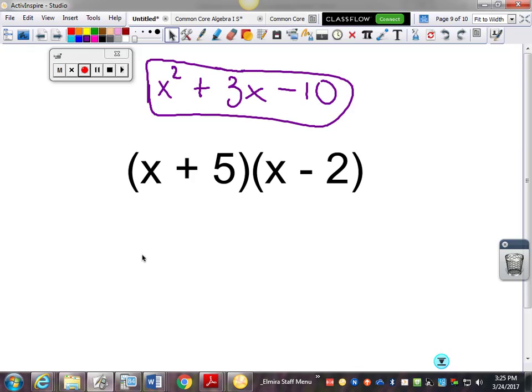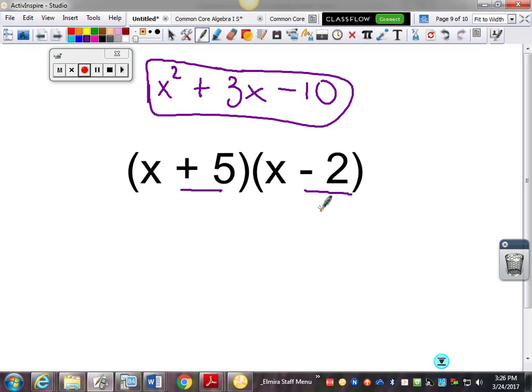Okay, so what you're paying attention to are things like signs. Like if this, how did I make a minus 10? Well, I had a minus 10 because I had a plus 5 and a minus 2. So if you see a minus at the end, that probably means something. Okay, and filling in the numbers.